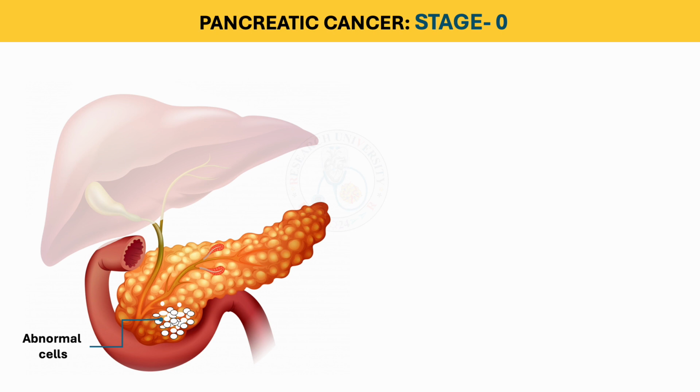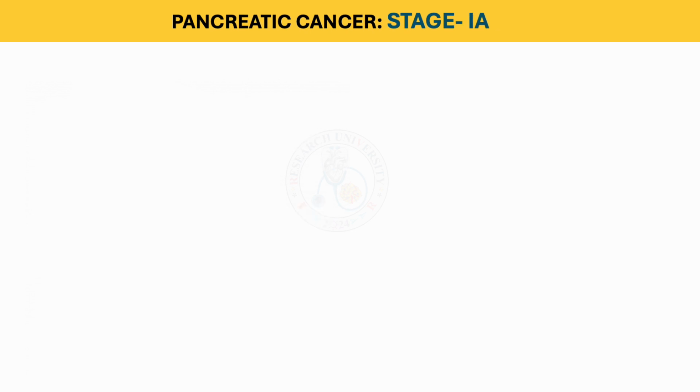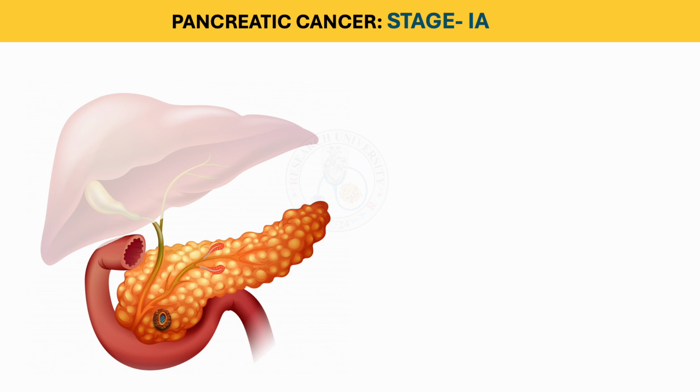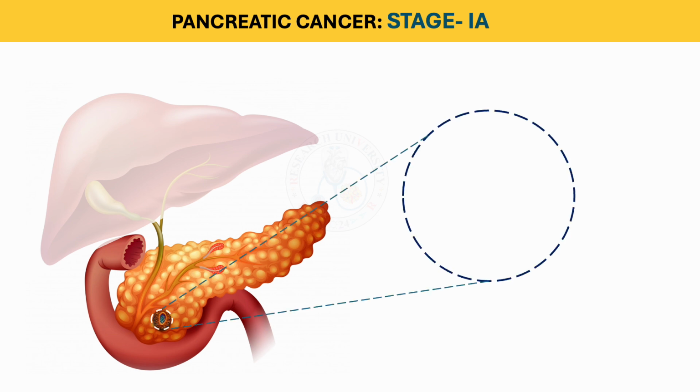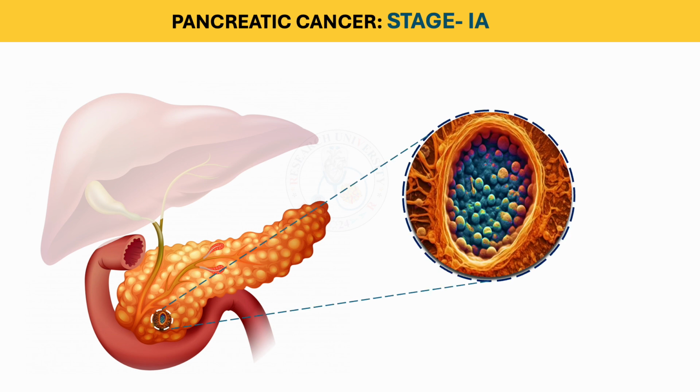of this disease. After stage 0, pancreatic cancer will enter into stage 1A. During this stage, pancreatic cancer refers to a localized form of the disease where the tumor is small, measuring 2 centimeters or smaller in size.